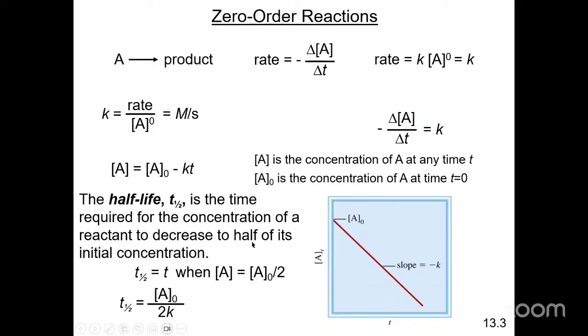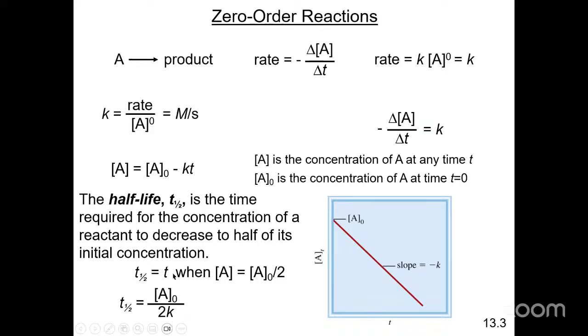And we can calculate the half-life for a zero order reaction if we set the time T, this time here, to be equal to the half-life, which is T half, and we set the concentration of A to be equal to half the initial concentration of A. So when you plug T half into this expression here, you're going to get this equation right here, right? T half is equal to the initial concentration of A divided by 2 times the rate constant, all right?